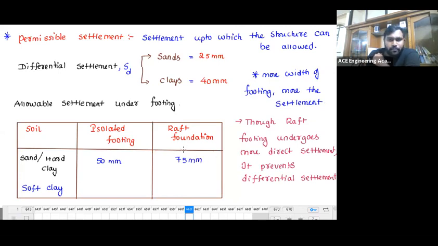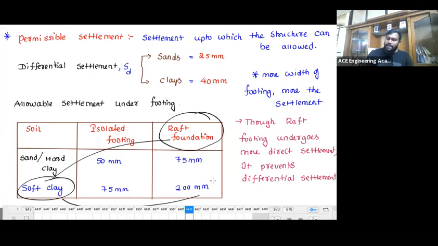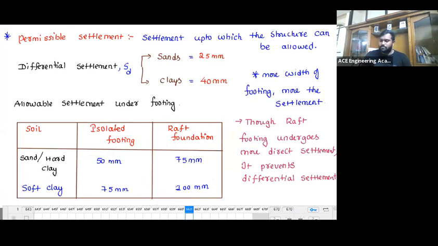Doesn't matter. And in the case of soft clay, you know, soft clay undergoes more settlement. So compared to sand or hard clay, in soft clay, it can undergo up to 75 mm. And if it is a raft, it can undergo up to 100 mm. Which means if you construct a raft foundation on soft clay, the maximum settlement that you can allow is 100 mm, 10 centimeters. Hope you understood these values.